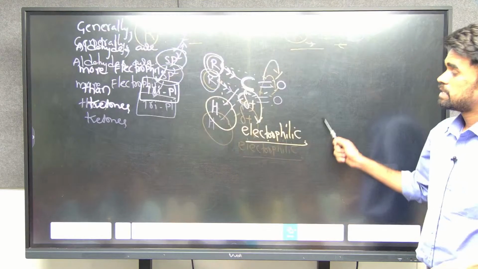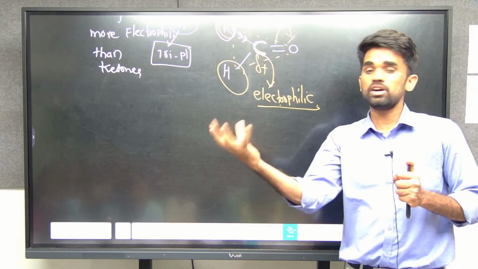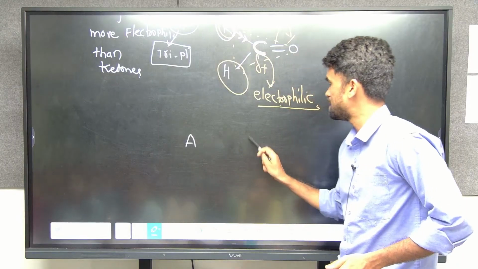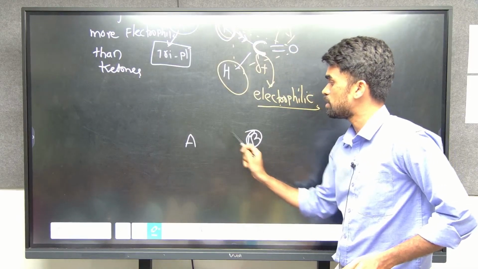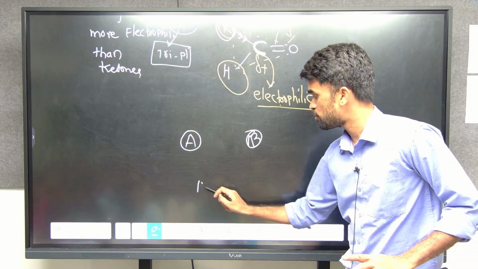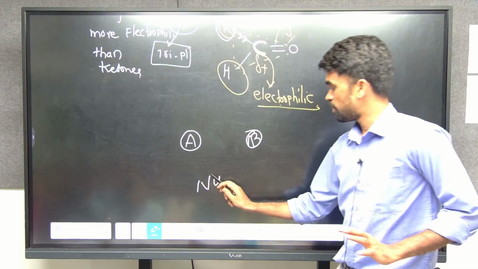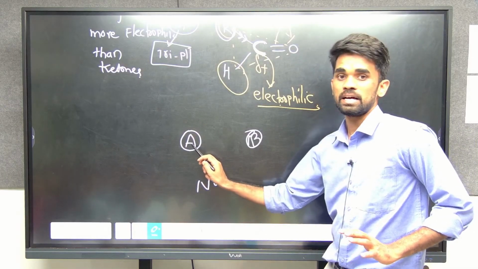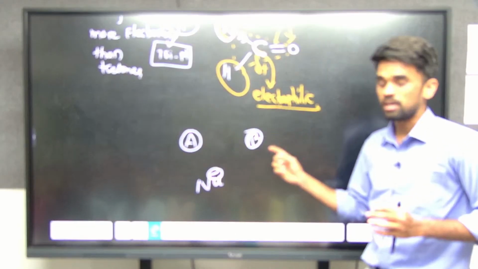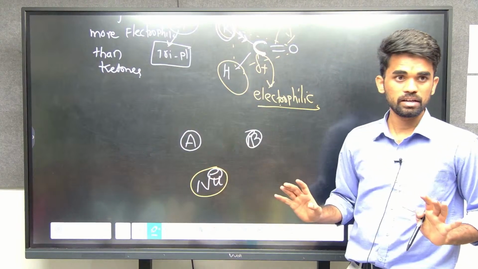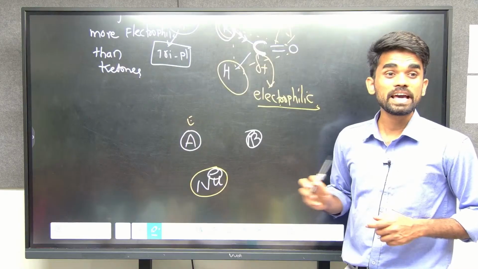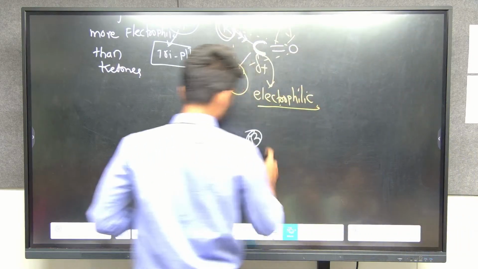See, if I have two centers, A center and B center, both of them are electrophilic centers. Now I have only one nucleophile, so will this nucleophile attack on A or on B? The one which is more electrophilic, on that center this nucleophile will attack. Yes or no? So if I say A is the more electrophilic center, then it attacks on A. Right. So now look at this.